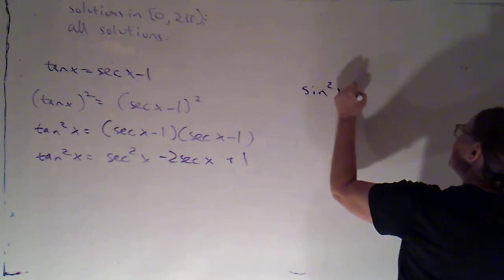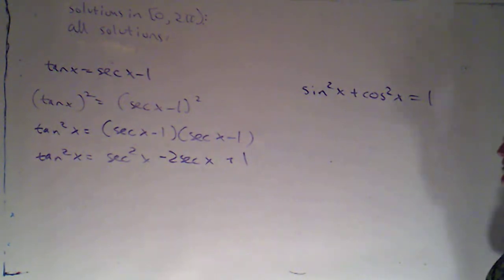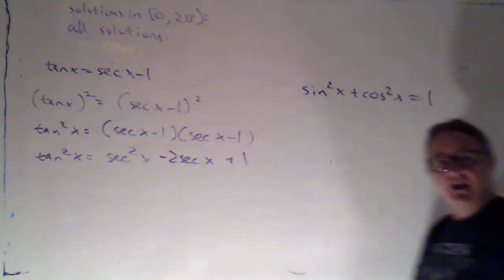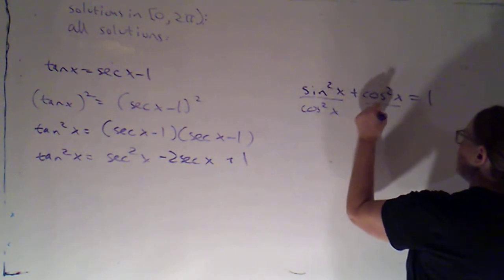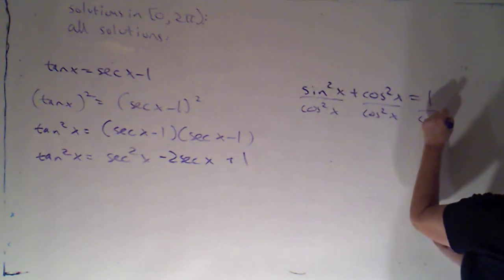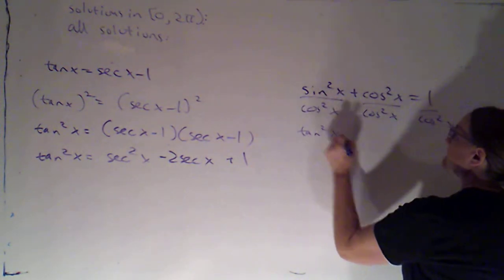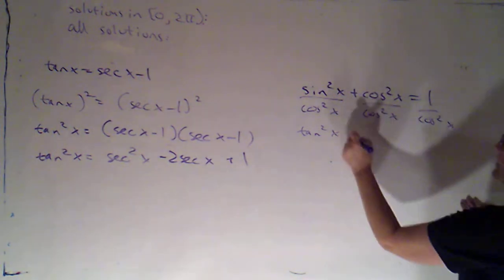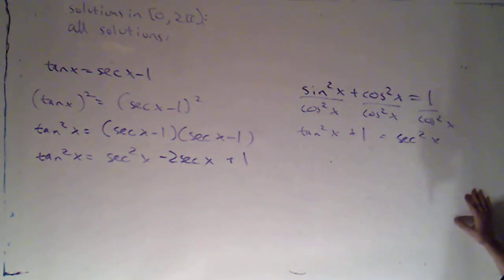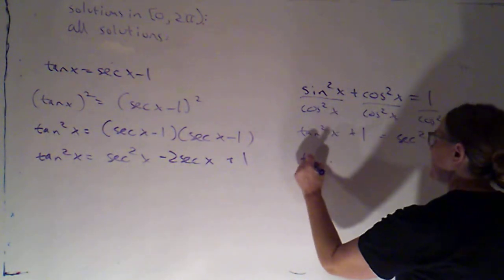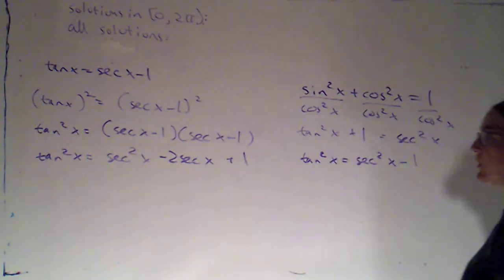So I'm going to start with the one that everybody should know. Sine squared plus cosine squared equals 1. What tangent and secant have in common is that there's a cosine in the denominator. So everything squared, I'm going to divide through by a cosine squared. Sine squared over cosine squared, that's tan squared. Cosine squared over cosine squared, that's 1. And 1 over cosine squared is secant squared. I'm going to solve this for tangent squared. So tangent squared x is secant squared x minus 1.